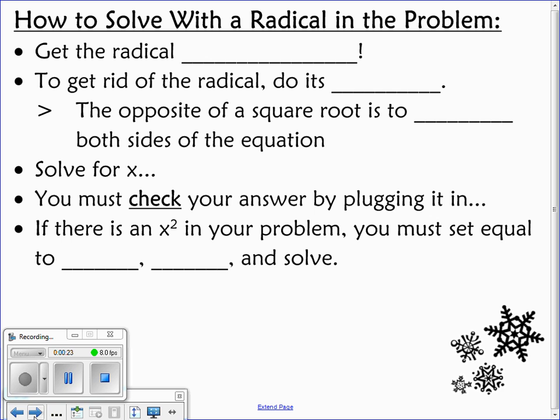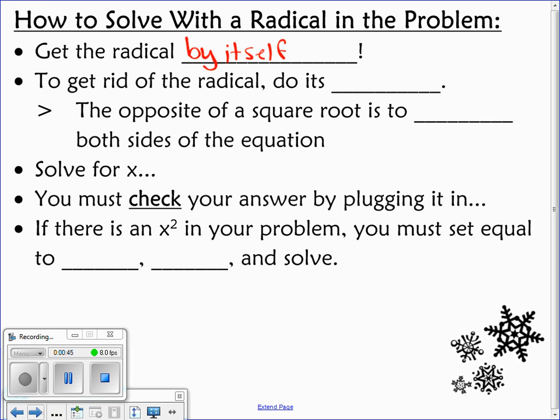All right, so how to solve with a radical in the problem. First, get the radical by itself or alone.